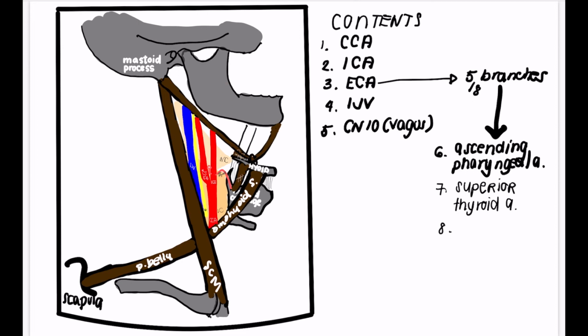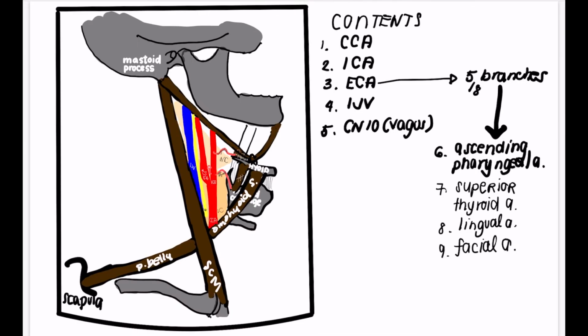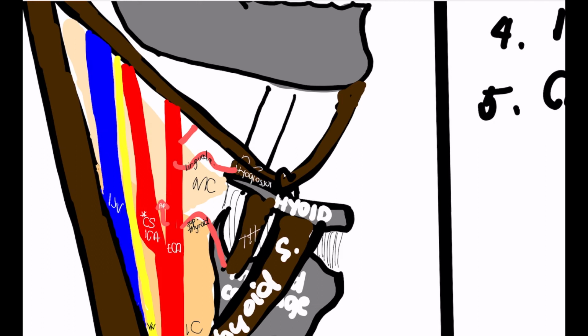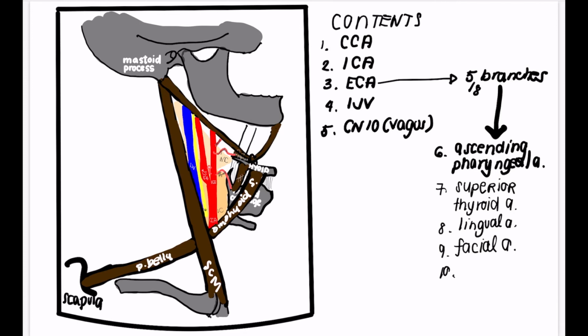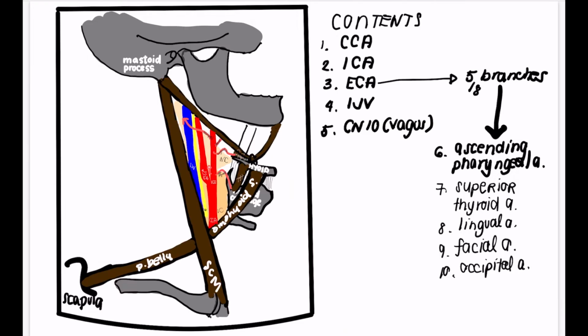The next structure is the lingual artery. Now remember, the lingual artery loops upwards and then downwards, and then it goes behind the hyoglossus to reach the tongue. And then the next artery is the facial artery, this one. And then the last branch that's included in the carotid triangle is the occipital artery, this one. We are now done with the different branches of the ECA included in the carotid triangle. The next structure is the deep cervical nodes.